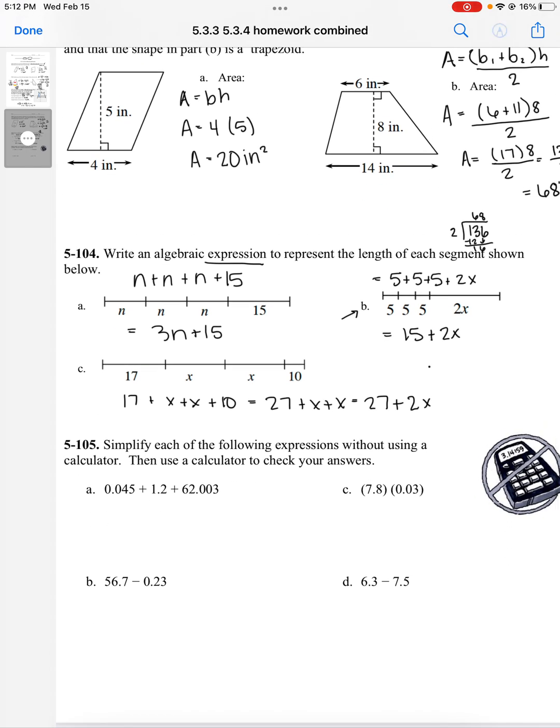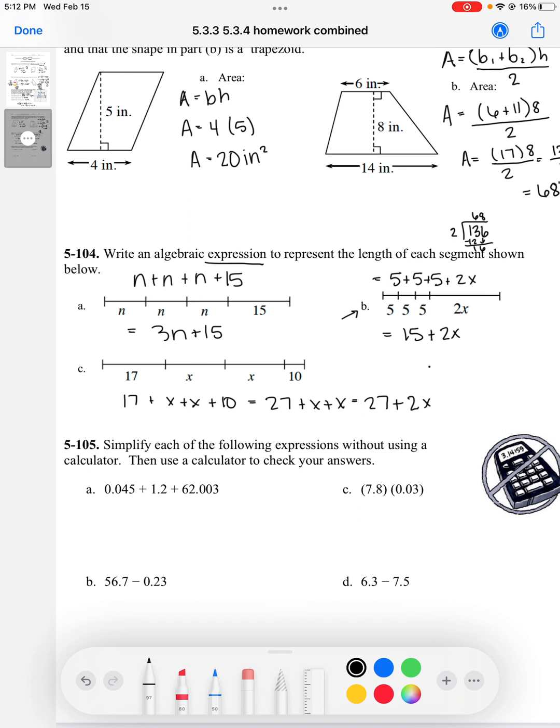Moving to problem 105, we are not using a calculator for these. I am adding, subtracting, and multiplying. So part A, I'm going to be adding, but I need to make sure that all my decimals line up. And remember, I can fill in with zeros if I need to. Okay, starting here. 5 plus 3 is 8. 4 plus 0 plus 0. 2 plus 0 plus 0. Drop my decimal point. 2 plus 1 is 3. 6 plus 0 plus 0. It equals 63 and 248 thousandths.